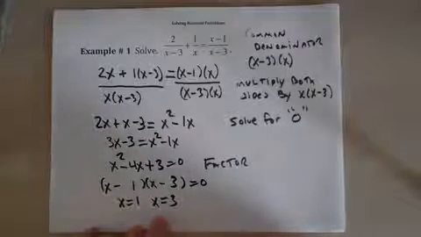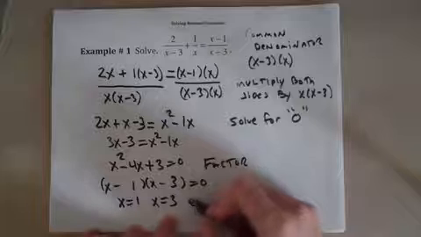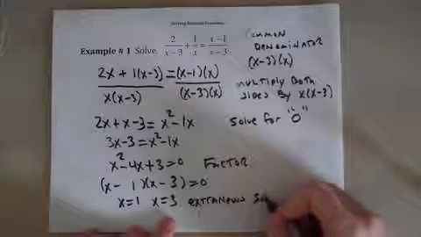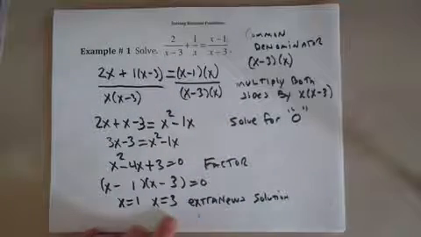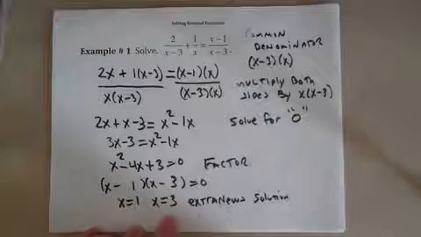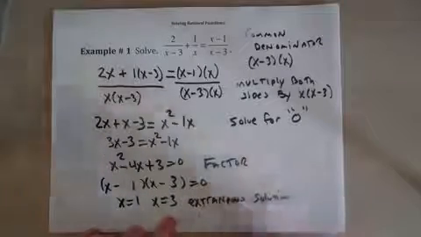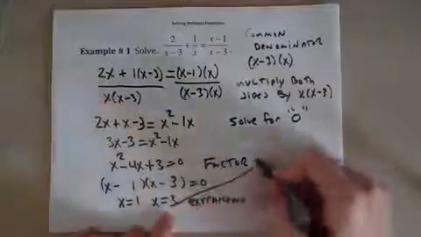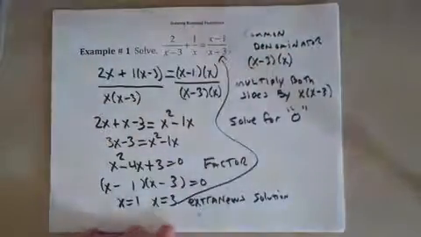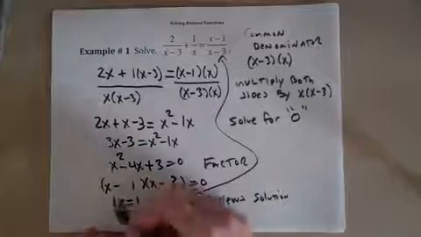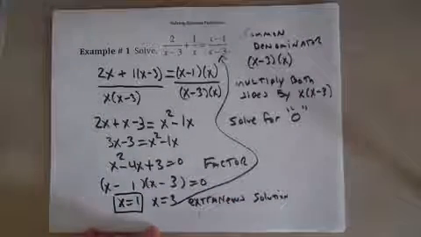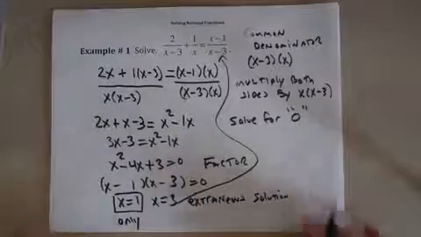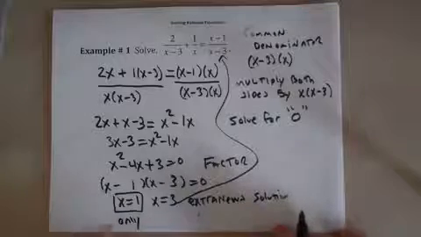Hold up, we can't have 3. This is the idea of extraneous solutions. So 3 doesn't work because you should see immediately that if you plug in 3 right there, you're dividing by 0. So x equals 1 is the only answer. Sometimes I even write x equals 1 only, but you don't have to do that. So this is the idea of the extraneous solution, that 3 cannot be the solution.